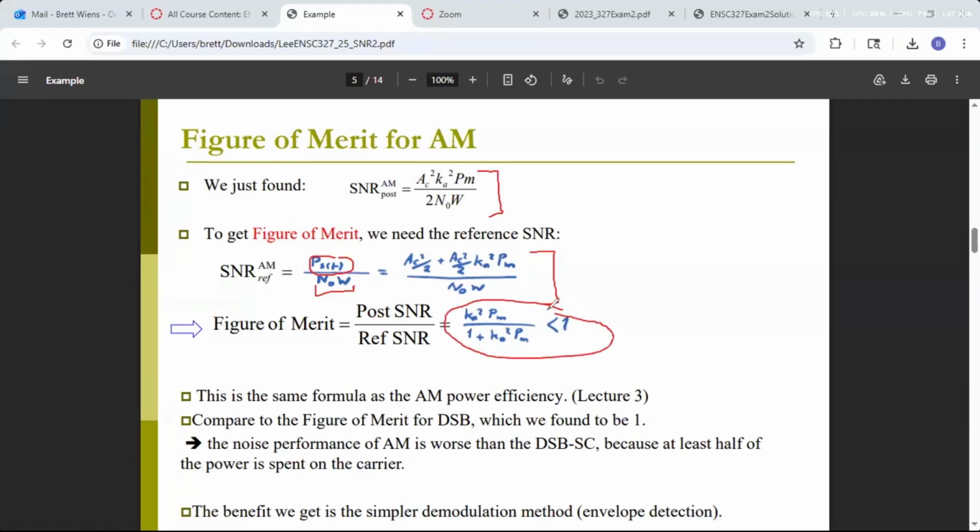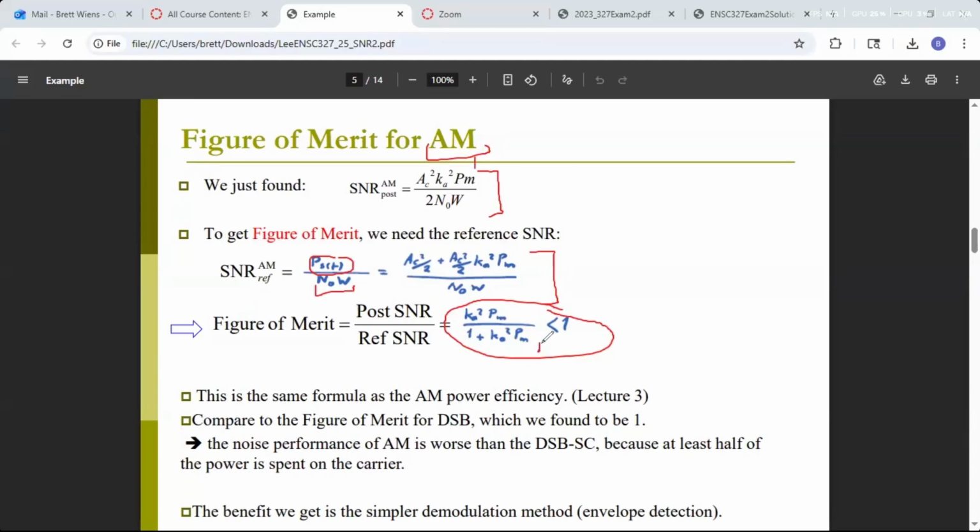So in the previous case with DSB, we saw that our figure of merit, when we divided our post-detection SNR by our reference SNR, equaled one, right? I mean, it makes sense, but it's also a bit of a coincidence, right? The ratio of the power in our message signal to the noise in our message signal after demodulating was the same as the ratio of the power in the RF signal to the noise in the RF signal. That's not always the case though, right? So we saw with AM with this envelope detector.